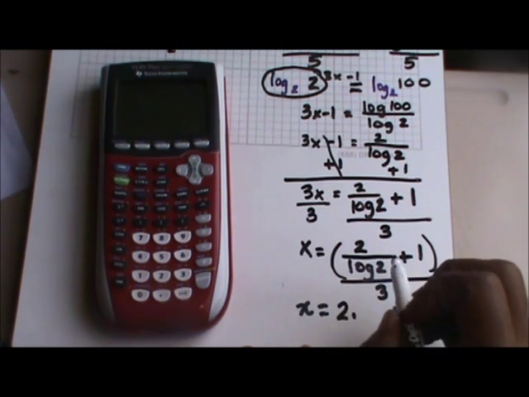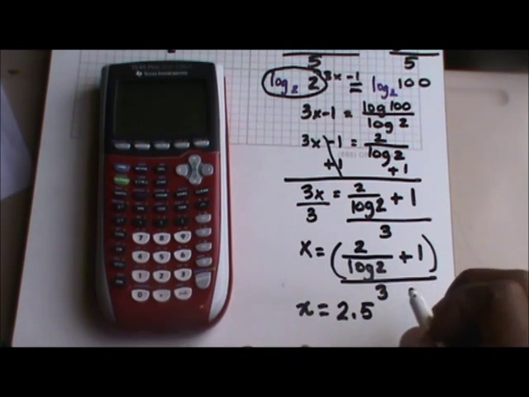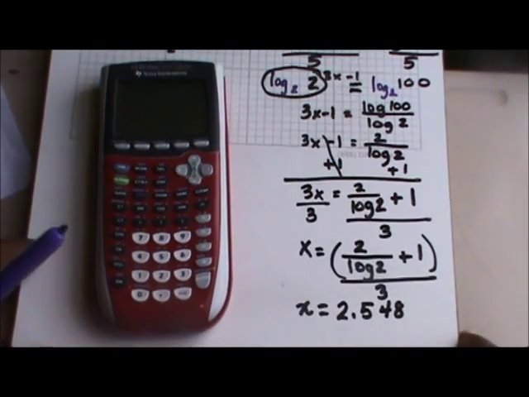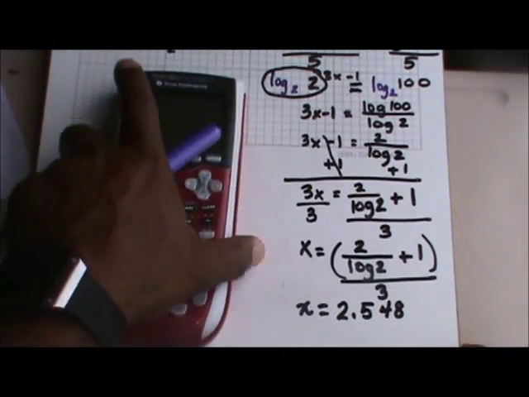2 point, and remember we're rounding this to 3 decimal places, so 2.548 as a final answer for that.